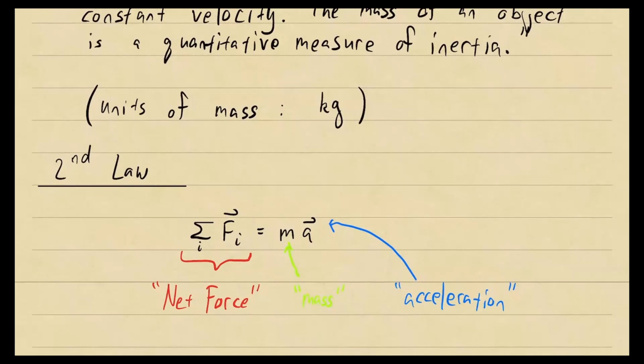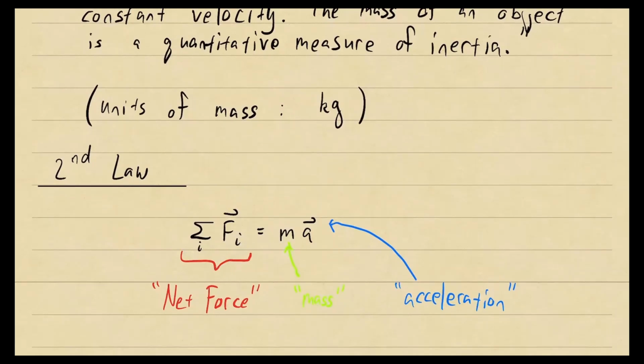So his second law tells us that forces are vector quantities with both a magnitude and a direction, and that when you add up all the forces on an object, you get the net force acting on the object, and that is going to be equal to the mass times the net acceleration of the object.